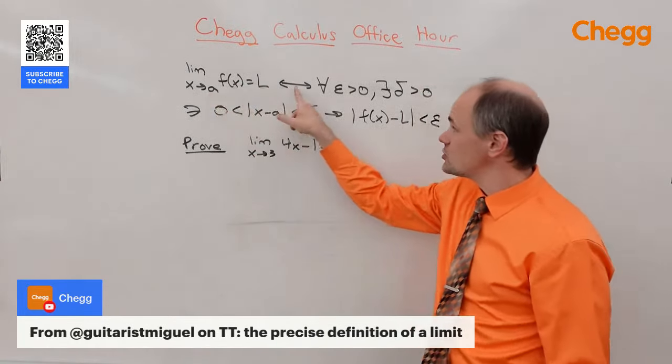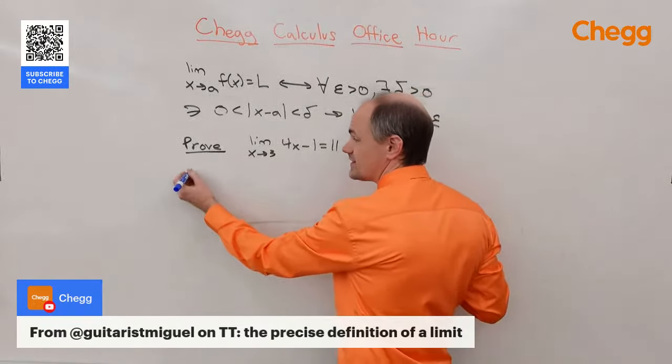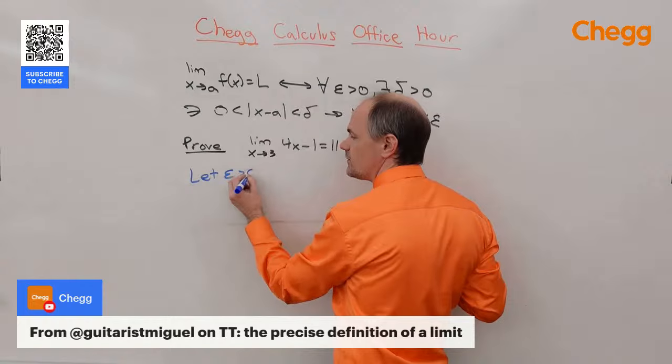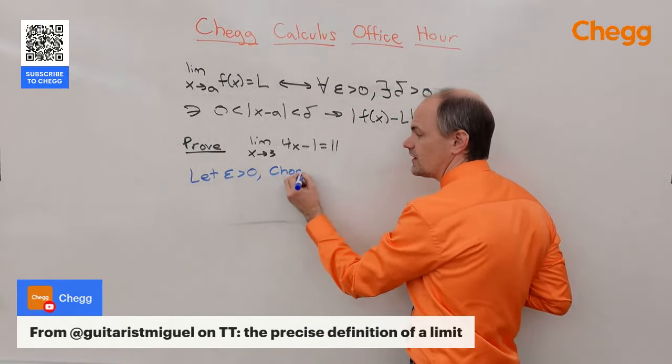We've got this. We need to show the other part. We need to show for all epsilon greater than 0. So we need to let some epsilon be greater than 0. There exists a delta. That means I can choose a delta.